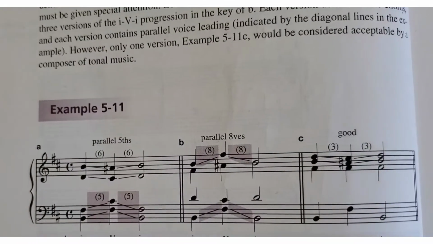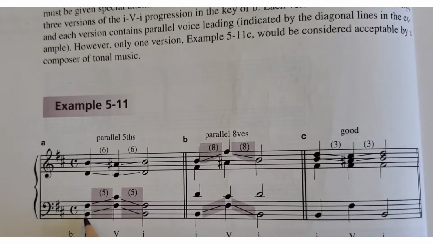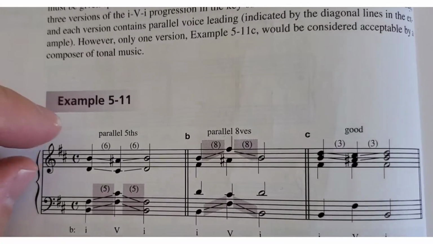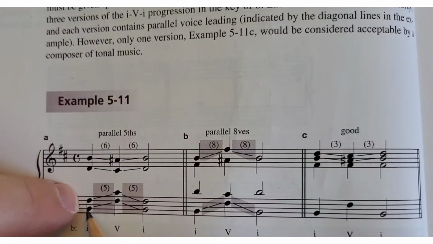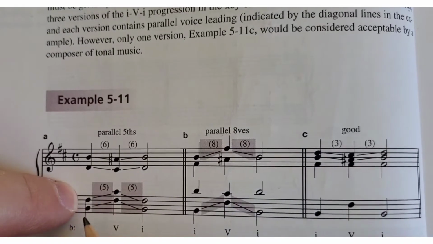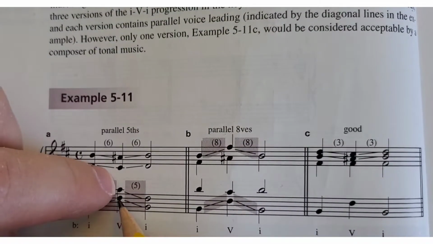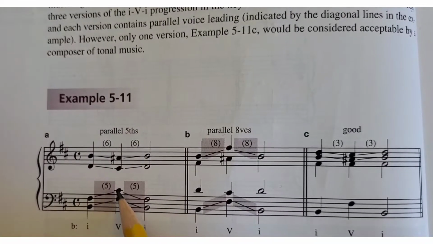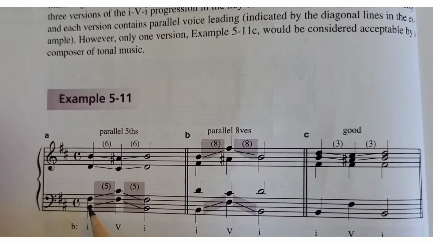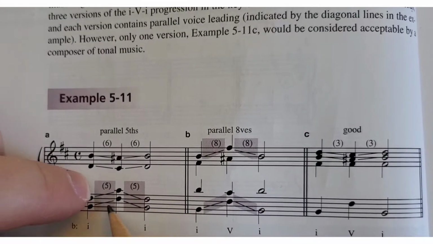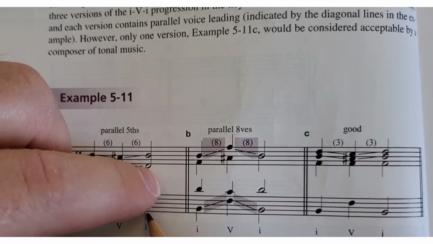Now here we can see parallel fifths between the bass and the tenor. So look at here, the distance between bass and tenor, B to F sharp, is a fifth, right? And you can see how they're moving to another fifth. F sharp to C sharp is another fifth. And then they move back to the same pitches. So we have parallel fifths from here and from here.